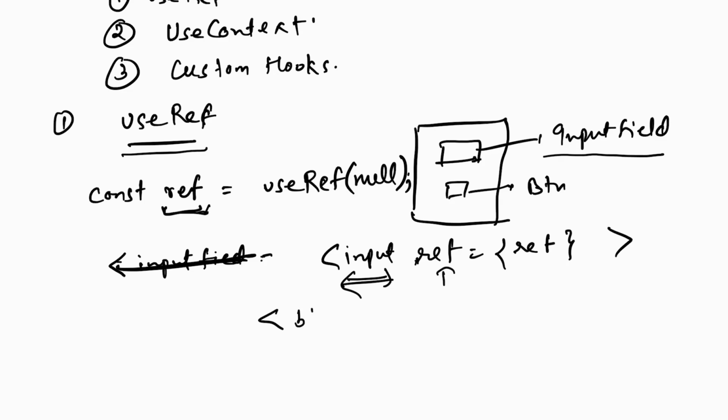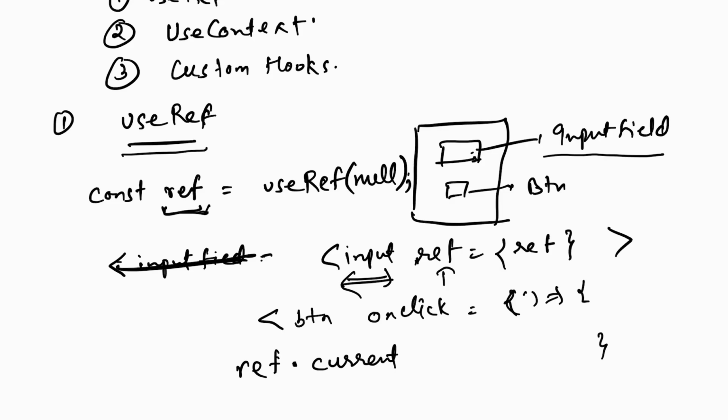And when I'm creating a button, on click of this button I can write a function, or say I'm writing it here only for example right now. I want to access this input field and set the focus. To access this, always remember we use ref, whatever the name is, dot current. This will give me the current value of that input field. So I can write ref.current.focus.